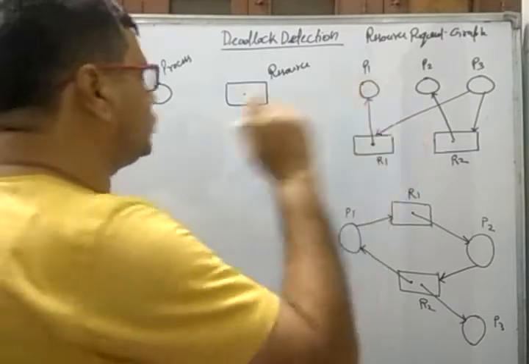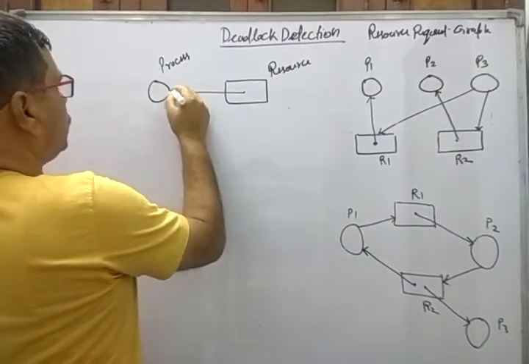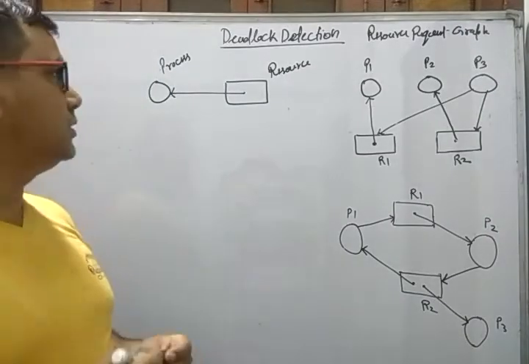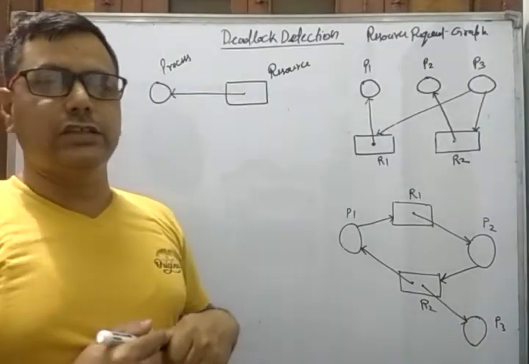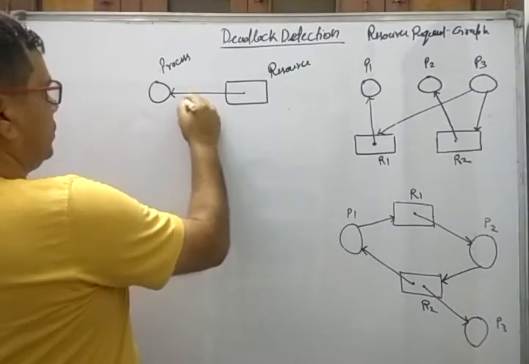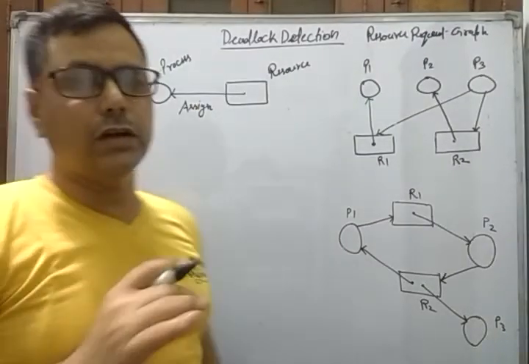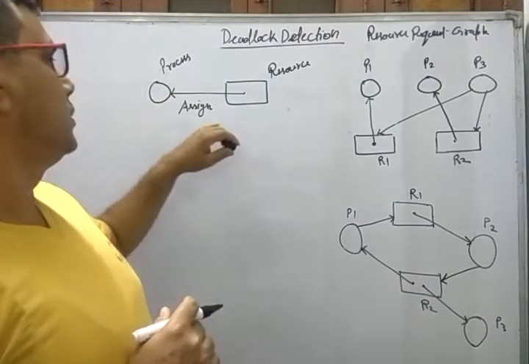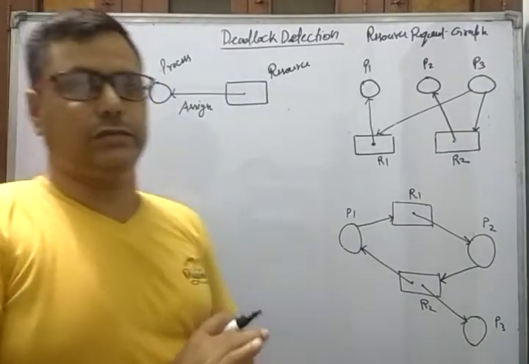And now there are two types of edges. First edge is from resource to process. Here it means the process holds the resource, and this resource is assigned to the process. It is an assigned edge. That means a process holds the resource, or the resource is assigned to a particular process.